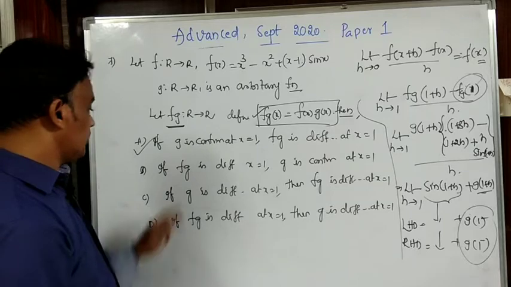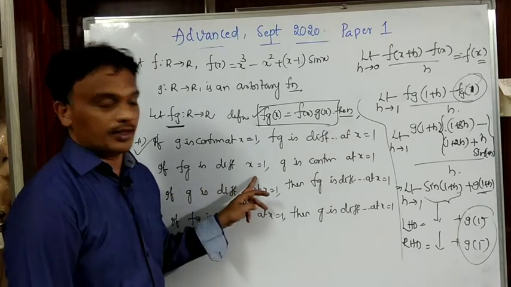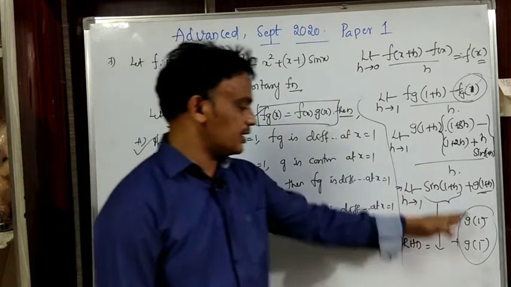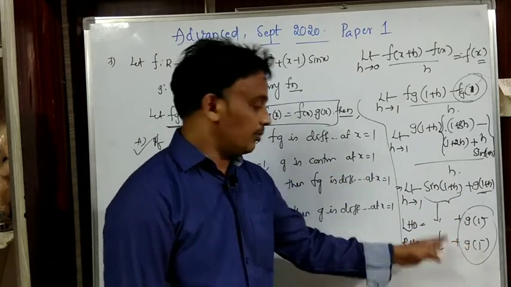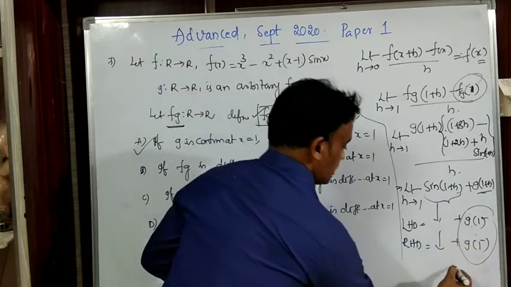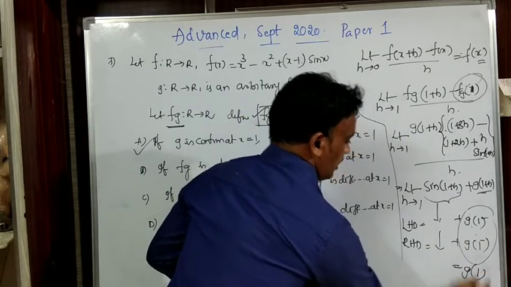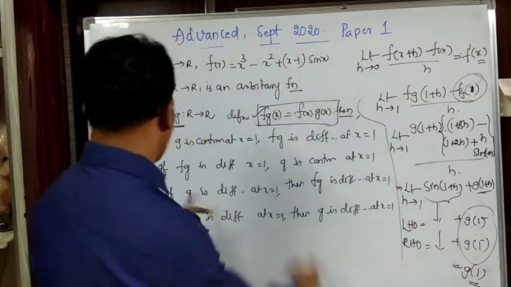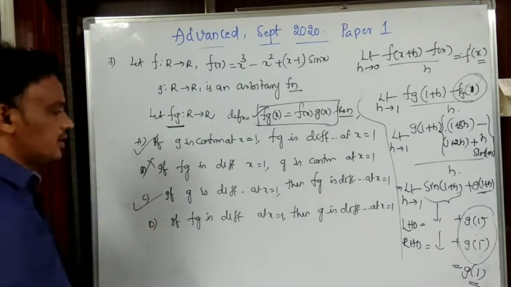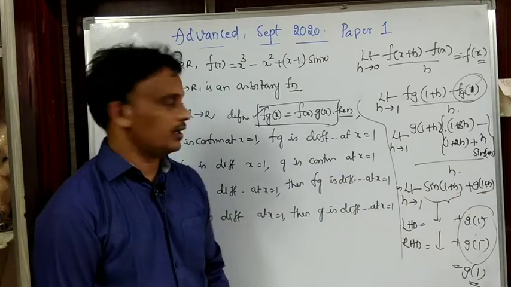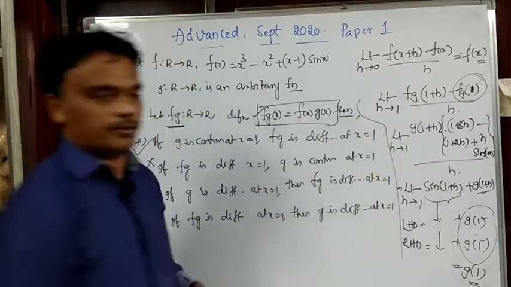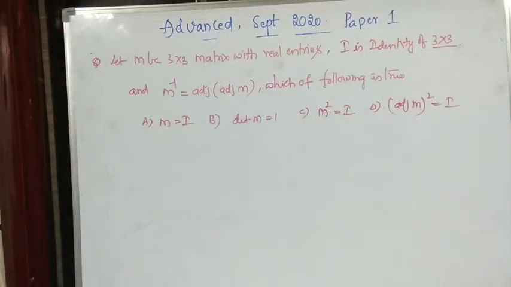Coming to the second option: if fg is differentiable at x equals 1, then g of x is continuous at x equals 1. Continuous means g of 1 plus equals g of 1 minus, and both equal g of 1. But there is no option like this, so I cannot say the second option is correct. Second option is wrong. Similarly, the third option is correct. It is a somewhat different problem. By using the first principle of derivative, we can simplify that problem. Students, make a note.